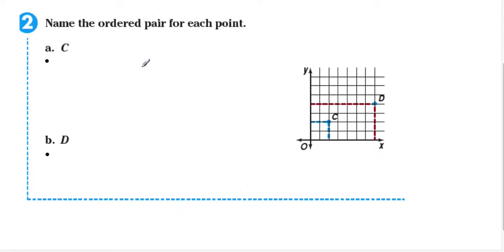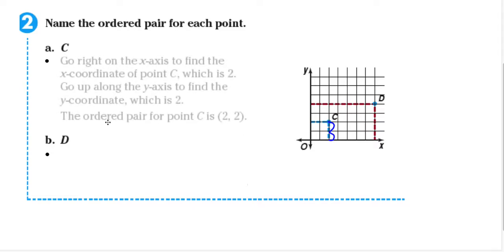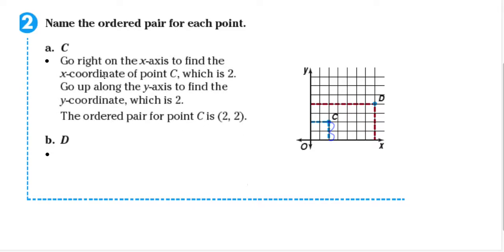Letter C, for example. In order to find the coordinate of letter C, we start from the origin. Okay, 1, 2. Go x first, and then use your y-axis. 1, 2. So that's 2, 2. So our ordered pair for C would be 2, 2. Go to the right of the x-axis, find the x-coordinate of point C, which is 2. Go up along the y-axis to find the y-coordinate, and that's exactly what we just did.